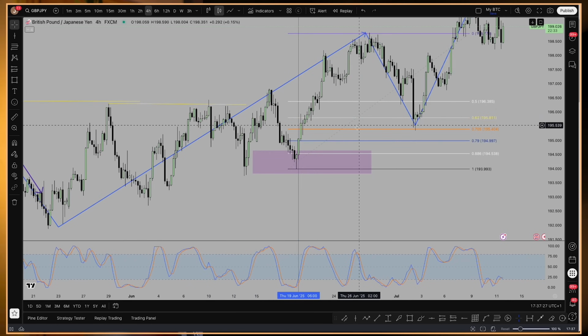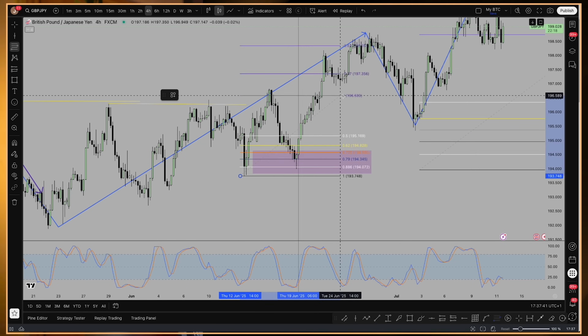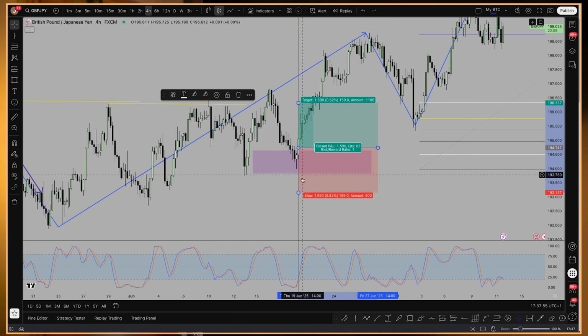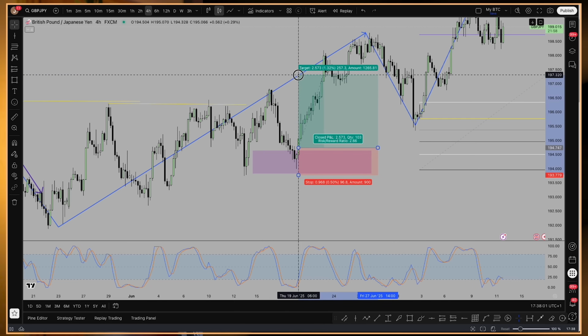If we took this particular one that broke structure as well, what do we do? If we took this one and we entered at this particular point, if we target this here, that is 2.1. If I target here, that is a 2.27R.